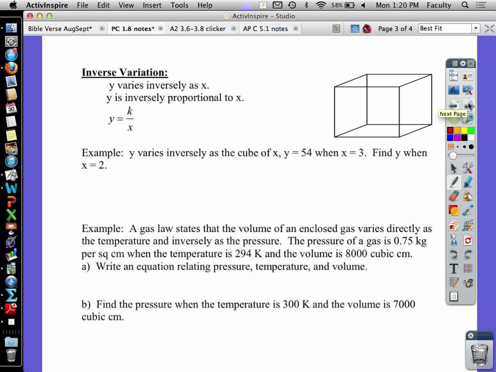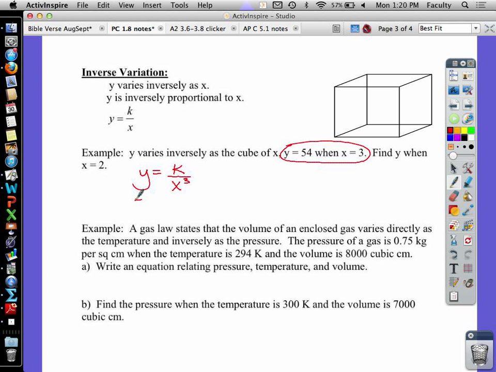Inverse variation. I know in Algebra 2, inverse variation was new for us. Y varies inversely as x, or y is inversely proportional to x, is y equals k divided by x. The first example says y varies inversely as the cube of x. That does not say cube root. You need to see the word root in order to get a square root or a cube root. So if y varies inversely as the cube of x, we're going to write down y equals k over x cubed.